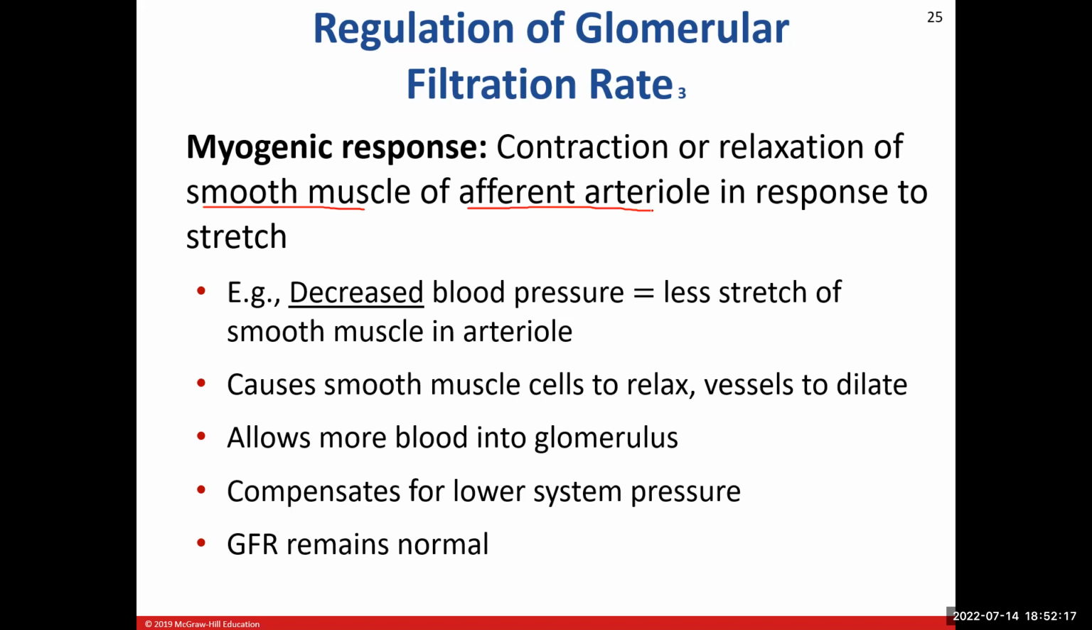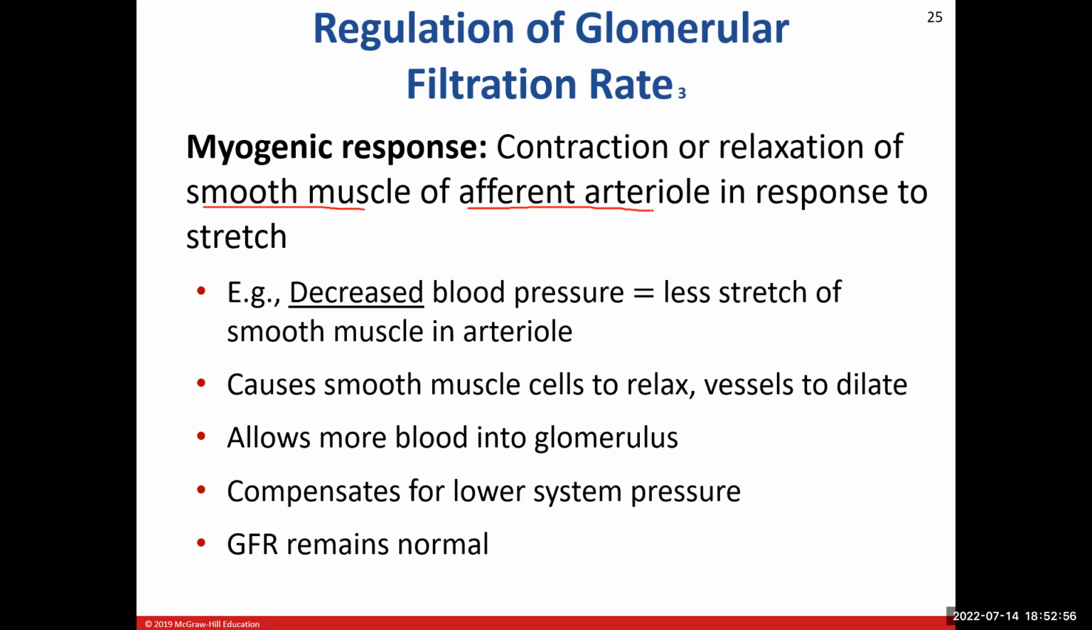And as you know, this goes all the way back to when we were learning about the circulatory system: when the smooth muscle cells relax, the blood vessels vasodilate. As they vasodilate, they increase the size of the lumen, and that's going to allow more blood to enter into those capillaries, into the glomerulus. We'll see this occur if your systemic blood pressure starts to drop. Remember, we want to always keep glomerular filtration rate constant. It needs to be maintained at a constant value.